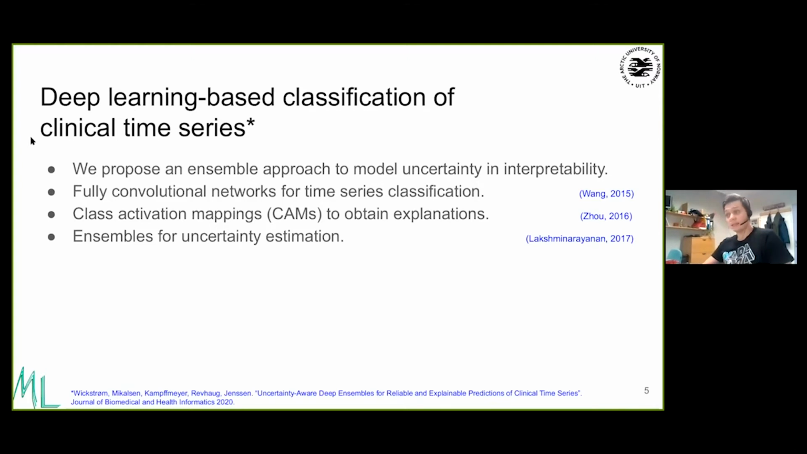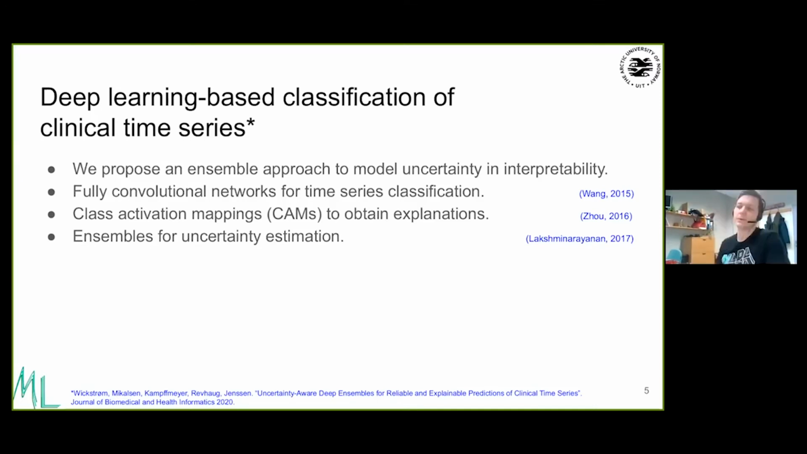So the idea is basically to use ensembles to model the uncertainty in the explanations of the model. Here are a couple of details about the framework. We use what's called a fully convolutional network for the time series classification, which has been shown to do well in these benchmark tasks. We use class activation mappings to get the explanations, also a widely used explanation technique, which we saw earlier today in Lars Kai's talk.